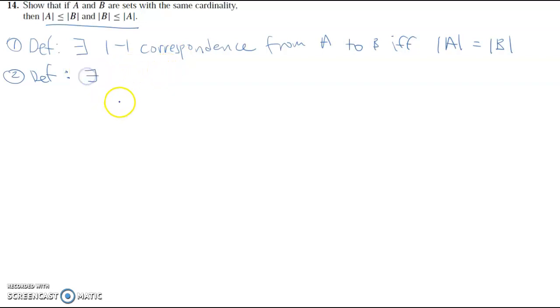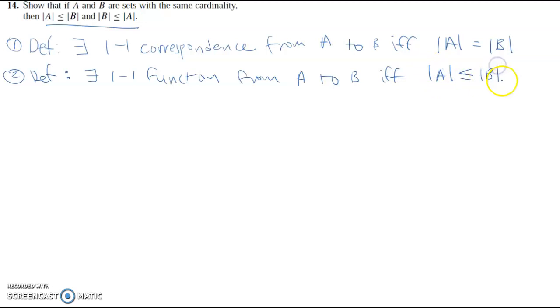And the second definition that I'm also going to use to prove this is also in the textbook. There exists a one-to-one function from A to B if and only if the cardinality of A is less than or equal to the cardinality of B.